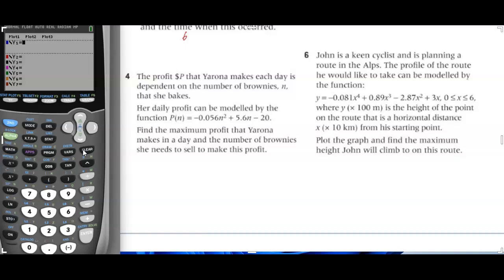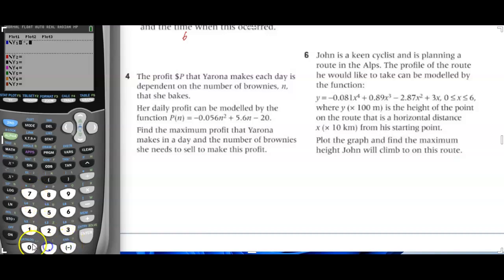So in this case, the X coordinate is N, which is number of brownies, and P is the profit. So all we need to do is put this in the calculator to do second calc max because we want the maximum profit, and we'll find both the X coordinate, which is brownies, and the Y coordinate, which is maximum profit. They want to know both, right? So let's type this in.